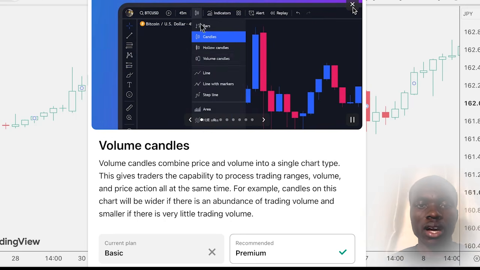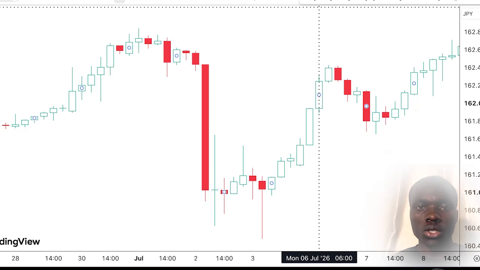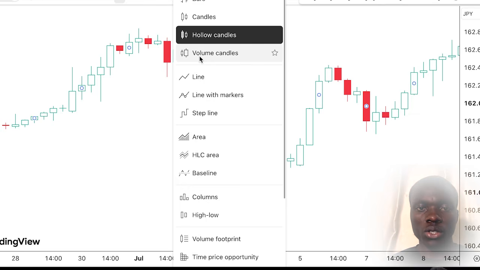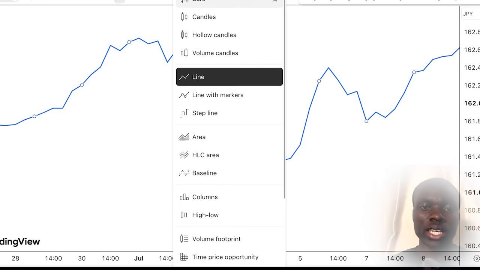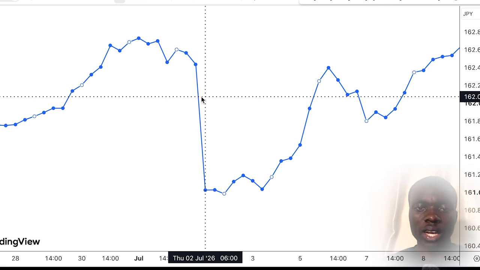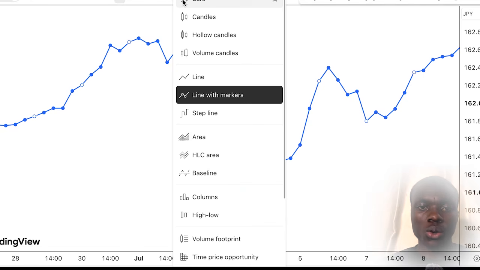It's kind of like you have to subscribe or something before you see this one, I don't know why. So besides the volume candle, we have the lines. The lines are also a representation of whatever is happening in the market, right? We also have the line with markers, which shows you markers.